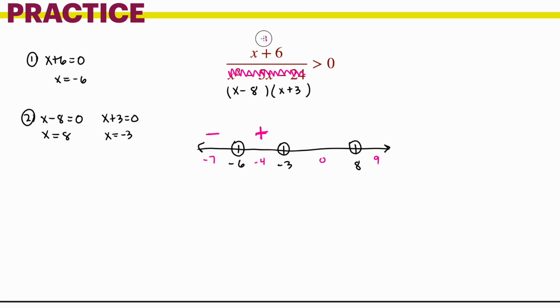0. 0 plus 6 is positive. 0 minus 8 is a negative 8. And 0 plus 3 is a 3. I only have one negative, so the answer is negative. And then 9. 9 plus 6 is positive 15. 9 minus 8 is a positive 1. 9 plus 3 is a positive 12. They're all positive, so it's positive.